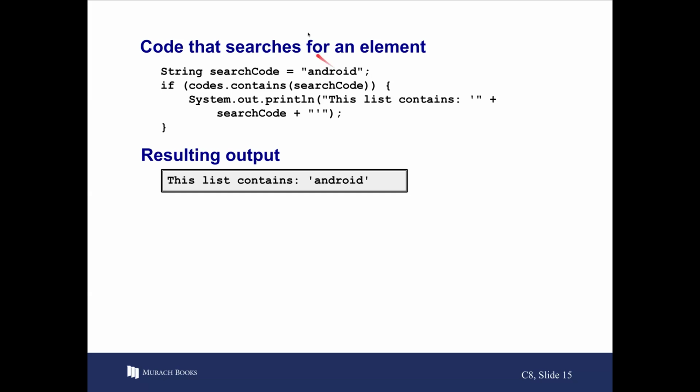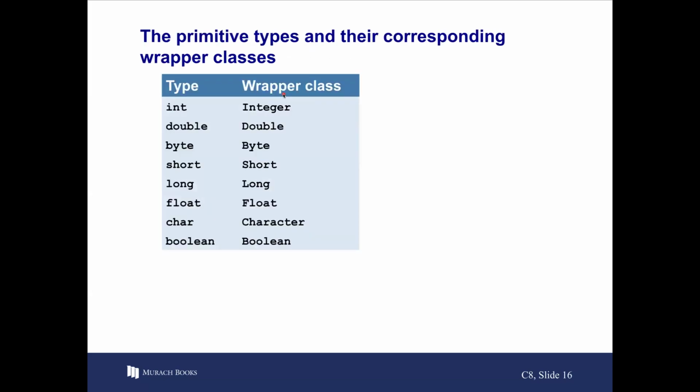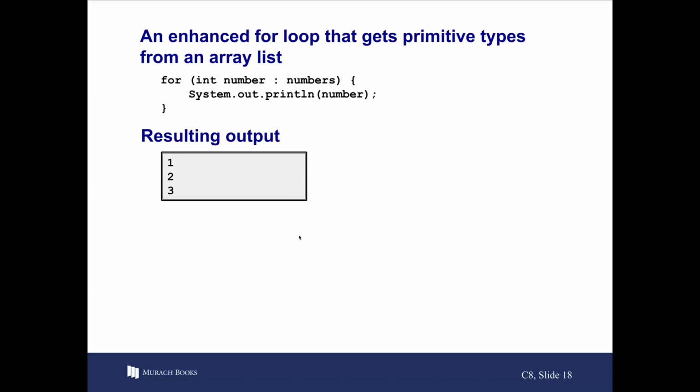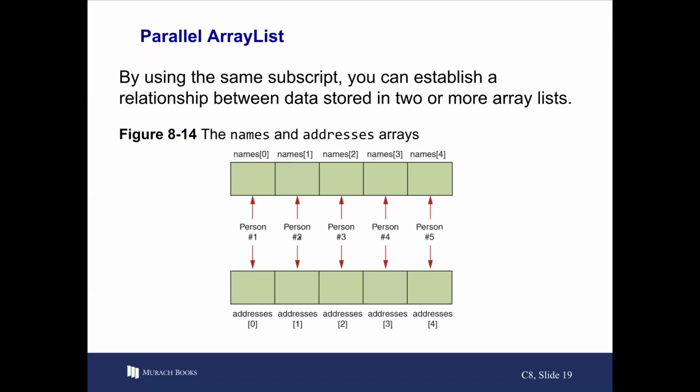Here's some examples of search. You can use the contains. This is a Boolean function. It returns true or false if it finds it. And then there's also the indexOf, which works very similarly, only instead of returning a Boolean, it returns an integer value of the index, or a -1 if it's not found. These are the wrapper classes that you use: Integer, Double, String, Boolean, etc. Here's some more examples of defining an enhanced for loop.